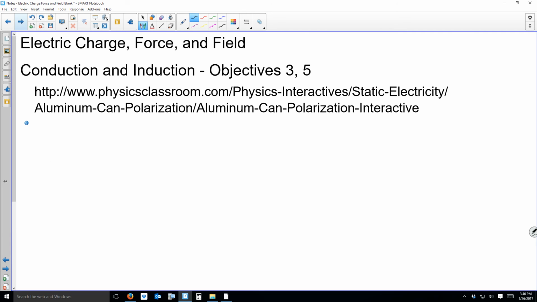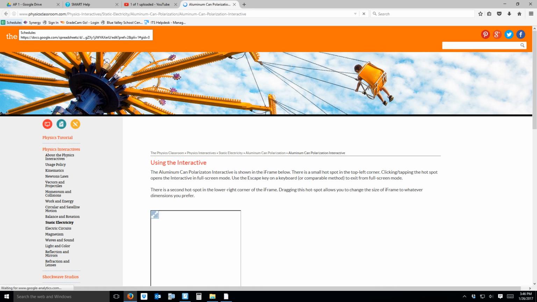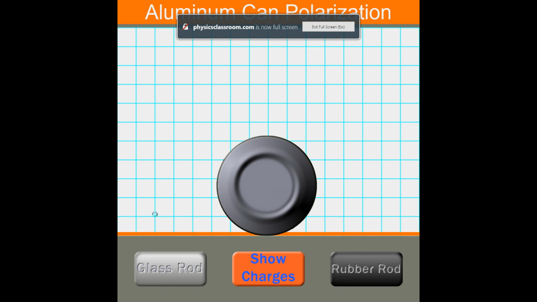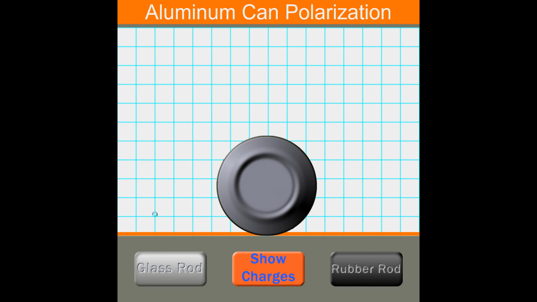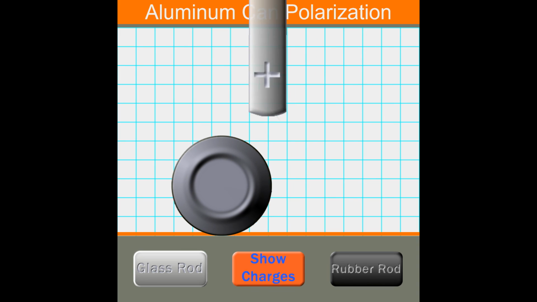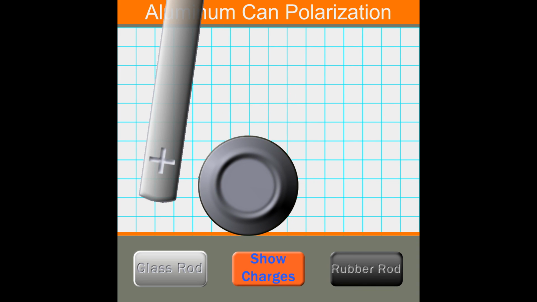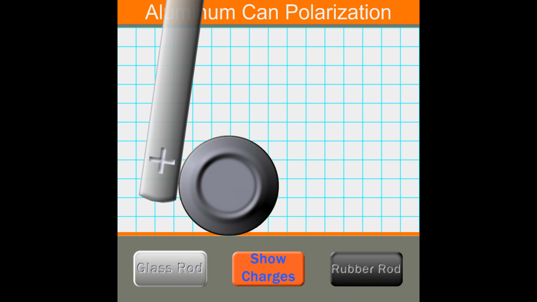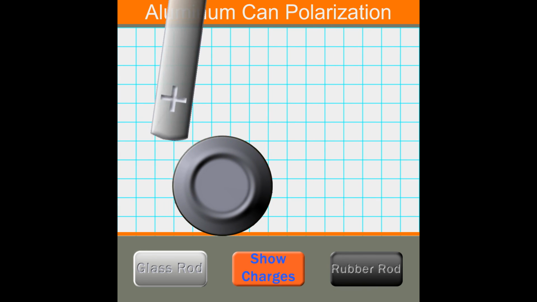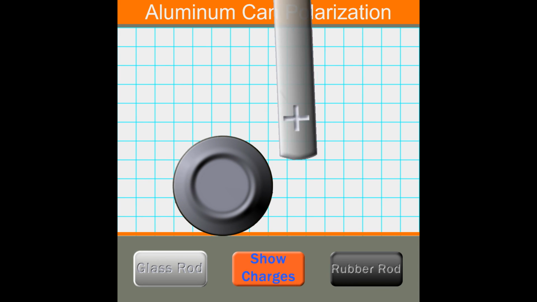So with induction, I've got this little interactive here. Let's see if we can pull it up. And we saw this in class as well. We've got this aluminum can, and we don't actually know what the charge on it is. But I do have this glass rod, and it says that's positive charge. So I bring it around and realize that this positive charge is attracting my can. I said that positive charges attract negative charges, opposite charges attract. So my first guess would be that this can has a negative overall charge on it.